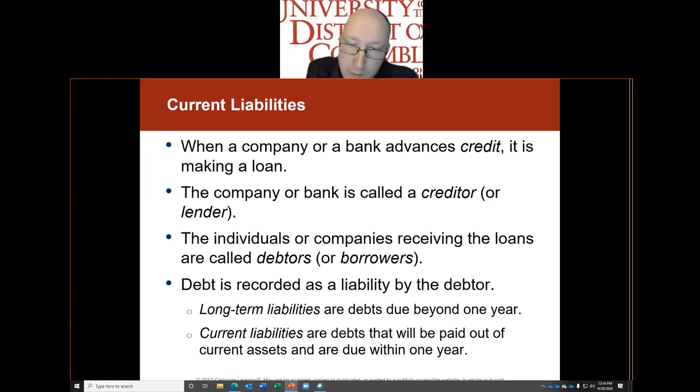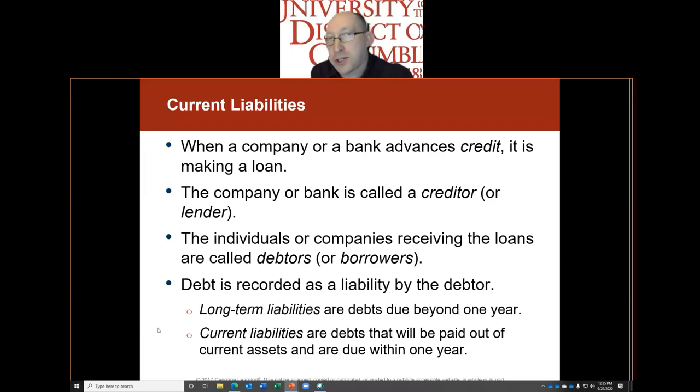There are long-term liabilities and short-term liabilities. Long-term is due over 1 year, like, for example, a student loan. I owe student loans until I die, so that is long-term, right? Current liabilities are things that I owe in the short term, like a credit card. Credit card debt is a short-term or current liability.